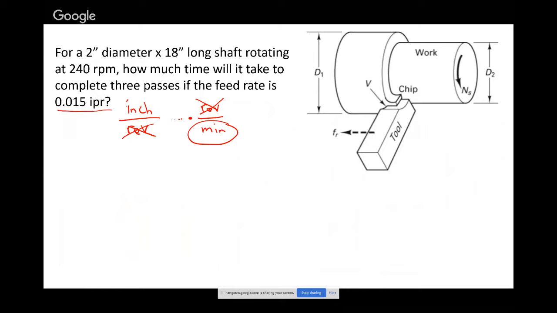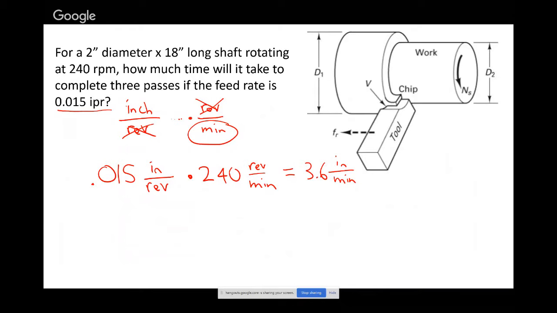So 0.015 inches per revolution. Okay. I'll see if I can write big. 0.015 inches per revolution. And we know this is 240 revolutions per minute. Okay. Which gives us 0.015 times 240, 3.6 inches per minute. Okay, so that is a rate, though. That's my feed. That's my feed rate in inches per minute.